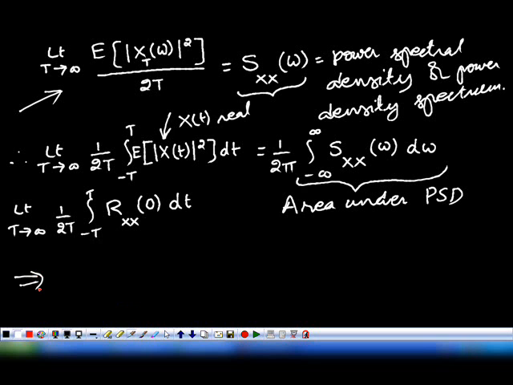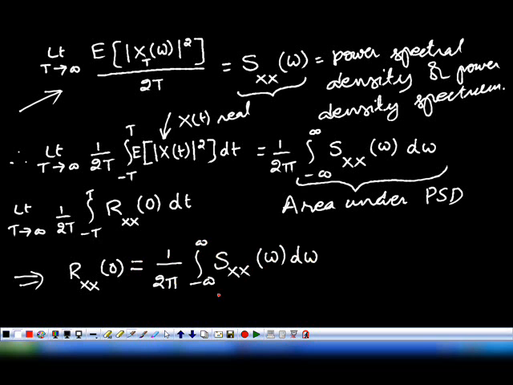So this implies, what is Rxx of 0? It is a constant, so that can be taken out, and the remaining term is 2t divided by 2t, which is 1. So limit t tends to infinity of 1 is 1. So this is equivalent to 1 by 2 pi integral minus infinity to plus infinity. Is it right? The expectation of x square of t is the mean square value of the random process.